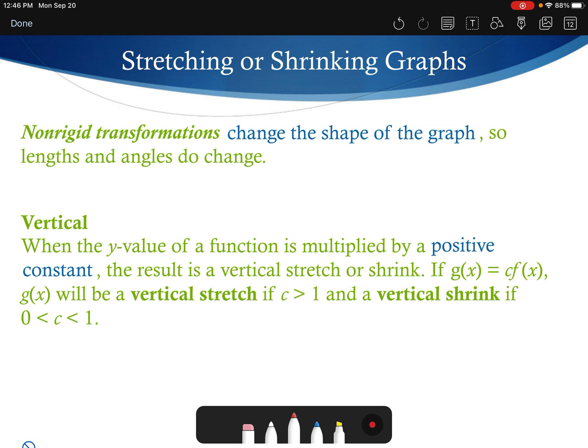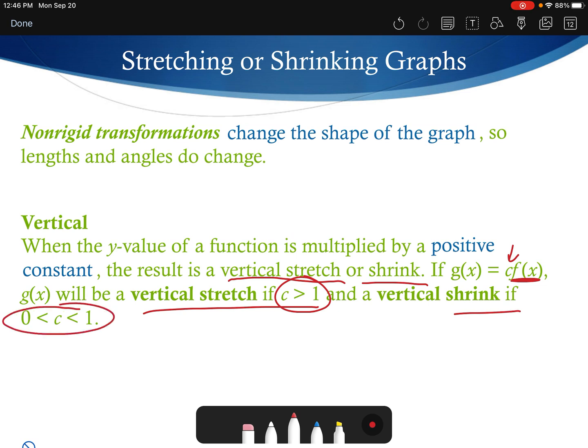And read carefully. The vertical, this is a non-rigid transformation. A vertical stretching or shrinking. When the y value of a function is multiplied by a positive constant, the result is a vertical stretch or shrink. So we're going to take a constant and multiply it by the function. It's going to be a vertical stretch if c is bigger than 1, and a vertical shrink if c is between 0 and 1. Now, what about negative?